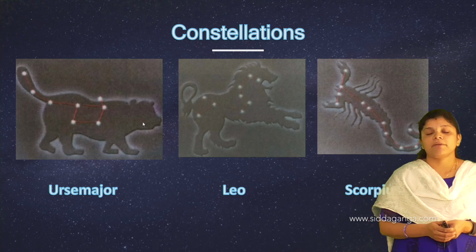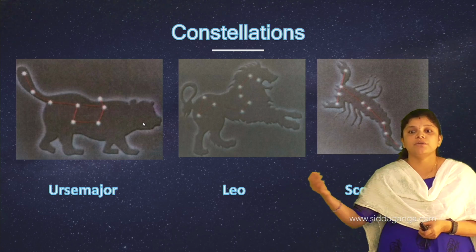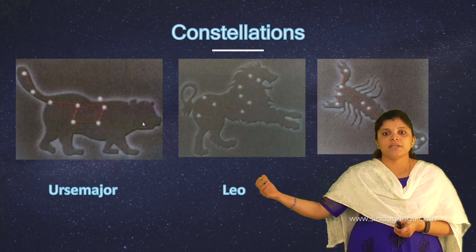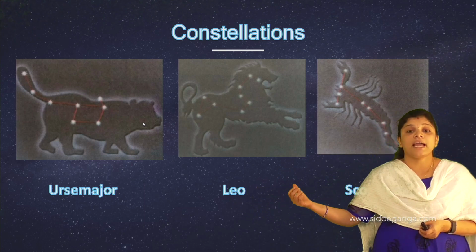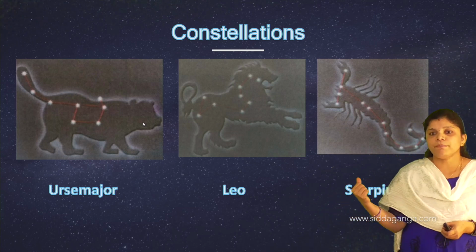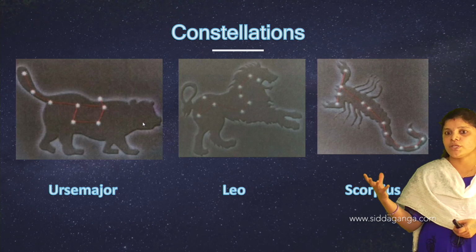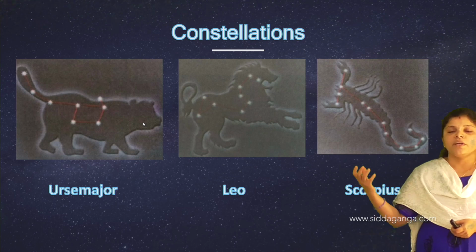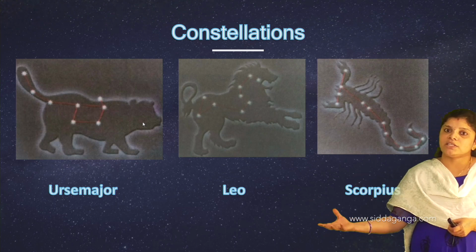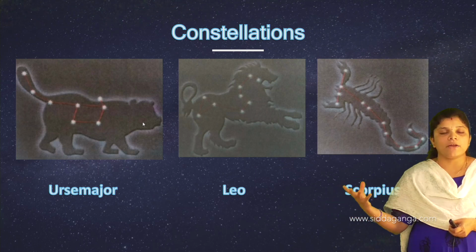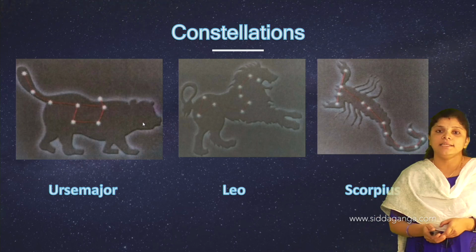Okay, see here I have given some examples: Ursa Major, Leo and Scorpio. See, just observe the picture: Ursa Major and Leo look like a tiger, and see this one is Scorpius. See this Scorpius, it looks like a scorpion. So that's why we say there are 88 constellations, meaning groups of stars. It looks like a different pattern of an object, or it may be an animal.